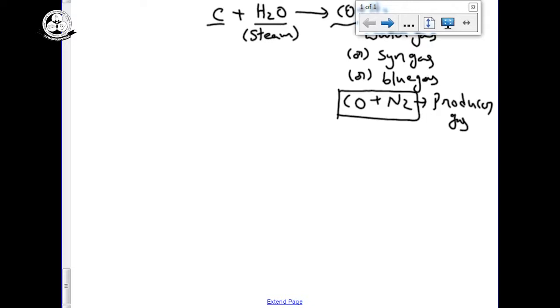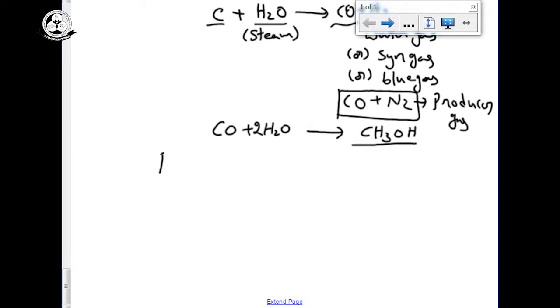Why is it called syngas? Because we use it for the synthesis of methanol. Carbon monoxide and hydrogen, I am going to synthesize methanol, methyl alcohol, from 2 moles of hydrogen. That's why its name is syngas. It burns with a blue flame, that's why it is called blue gas. It comes from water, that's why it is called water gas. The mixture of carbon monoxide and nitrogen is called producer gas.